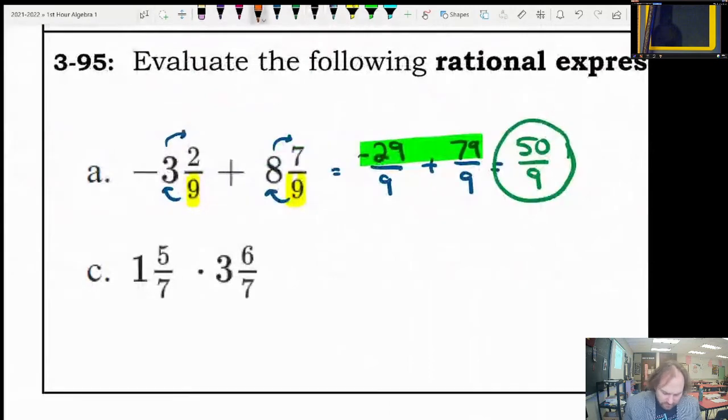Question G. 7 times 1 is 7, plus 5 is 12 over 7, times 7 times 3 is 21. 21 plus 6 is 27 over 7. Now we're multiplying. Actually, I'm going to get a calculator. Am I within arm's reach of one?